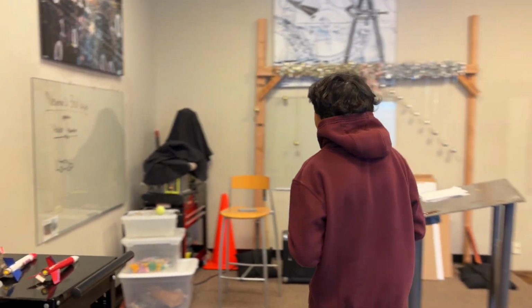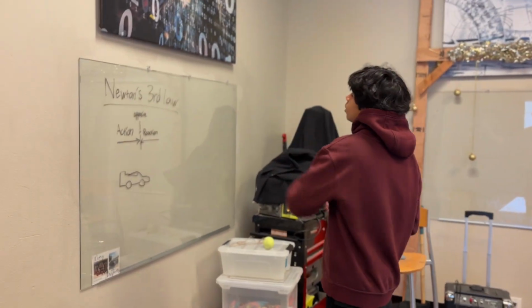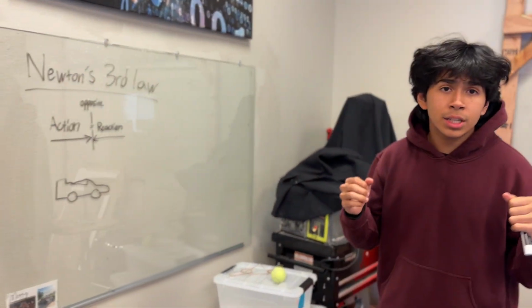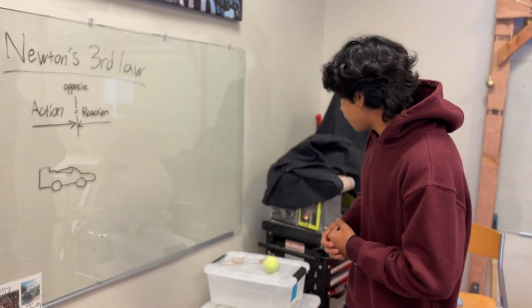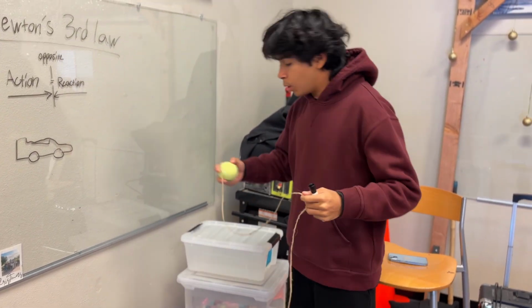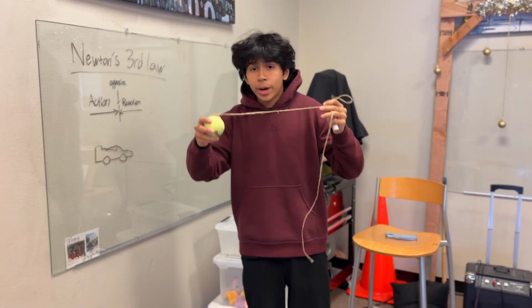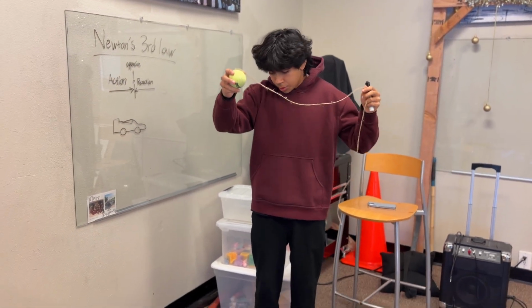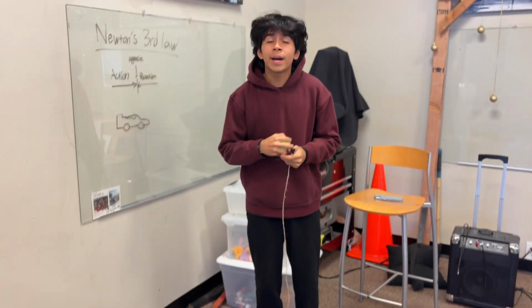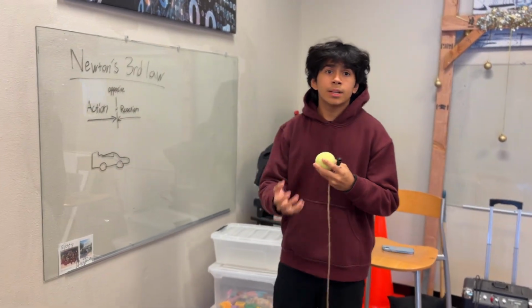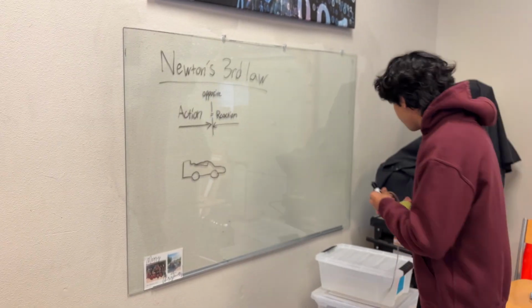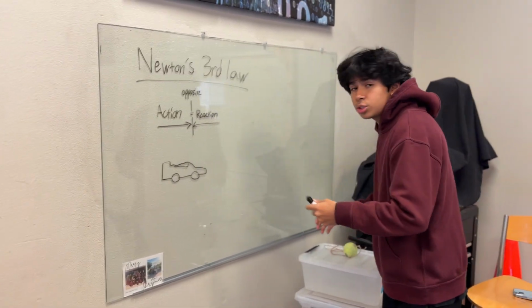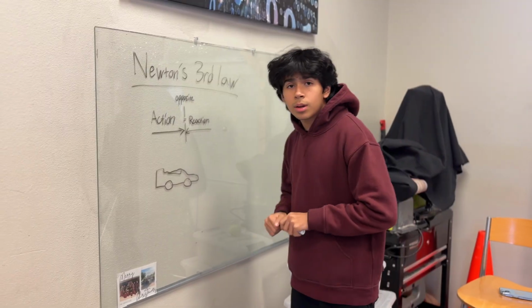Hey there. So, as we walk towards the board over here, we can see Newton's third law that states for every action, there's an opposite and equal reaction. So, here I have a tennis ball, okay? When I drop the tennis ball, it should bounce back because it gives off that opposite reaction, of course. Now, we can demonstrate this with F1.